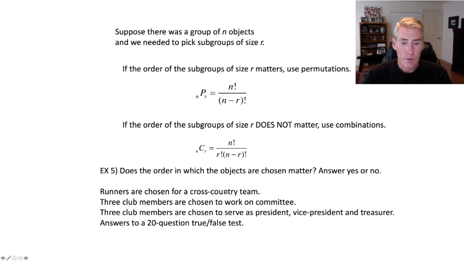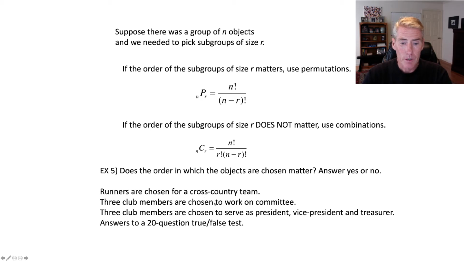Runners are chosen for a cross-country team. So it's not saying they're in a race. If they're in a race, then first, second, and third matters. But if it's just a bunch of people that are going to go out and run cross-country, then there is no order. Order does not matter for that.